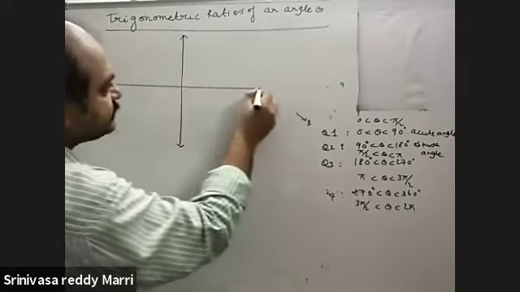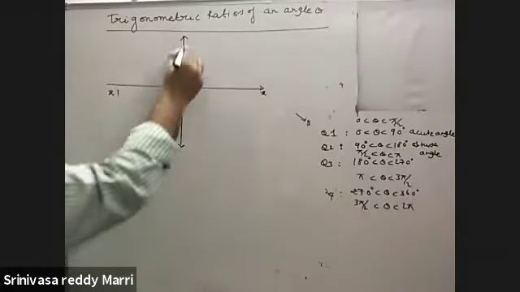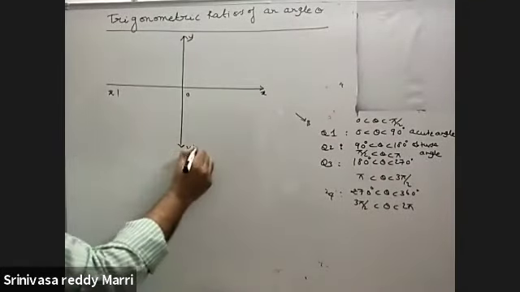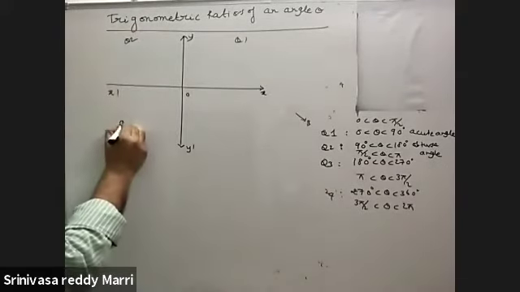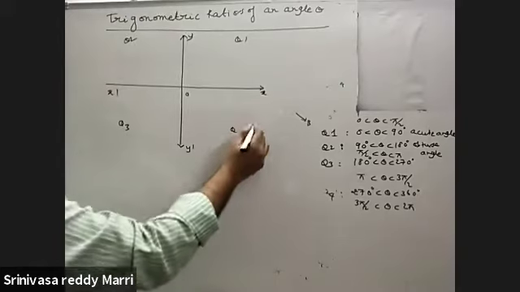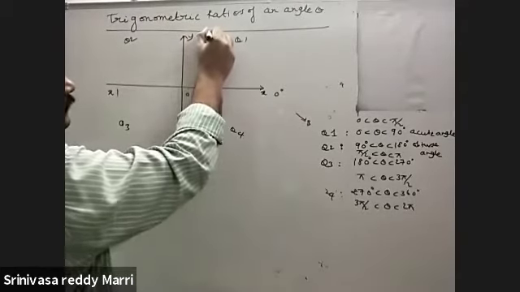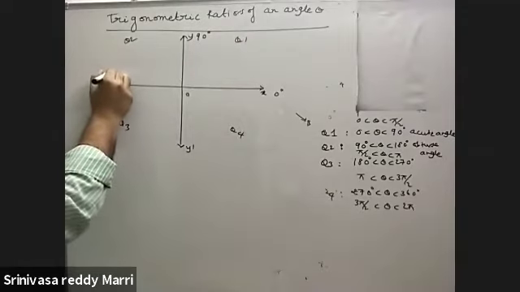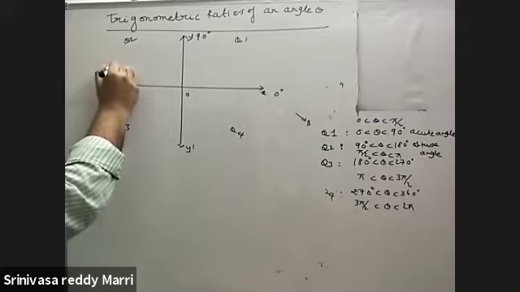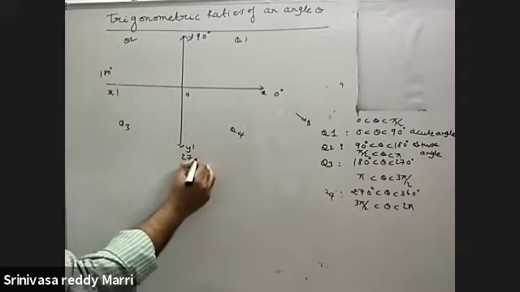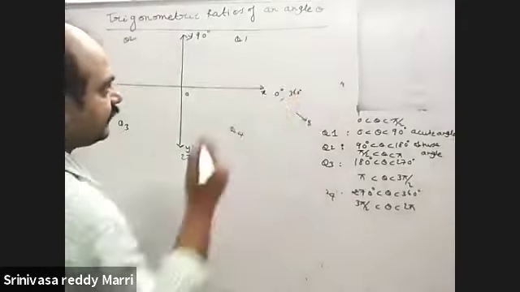Whenever you are drawing this diagram, you have to understand the quadrants. So this is quadrant 1, this is quadrant 2, this is quadrant 3, this is quadrant 4, and this is 0 degree, 90 degree, 180 degree, 270 degree, and again 360 degree, like this.